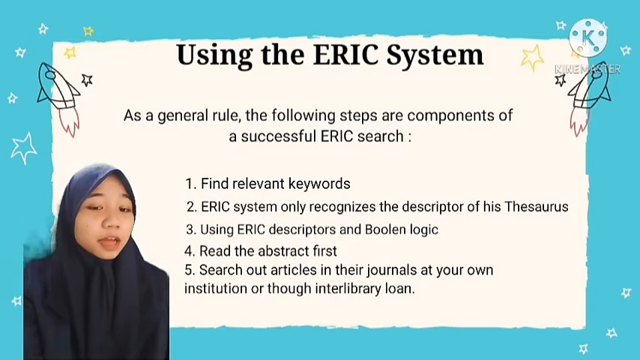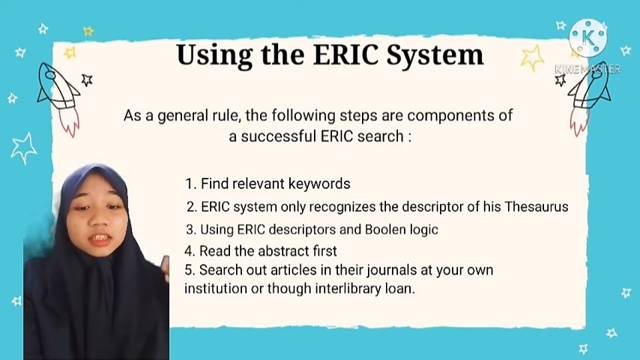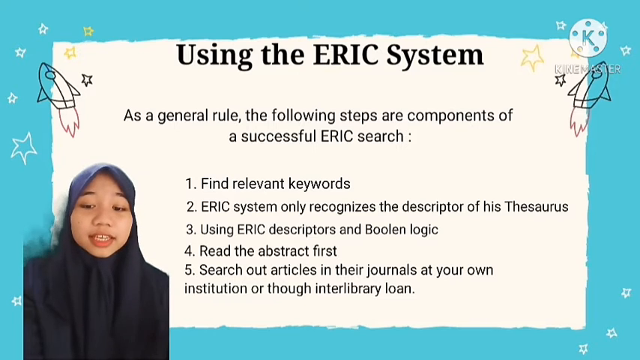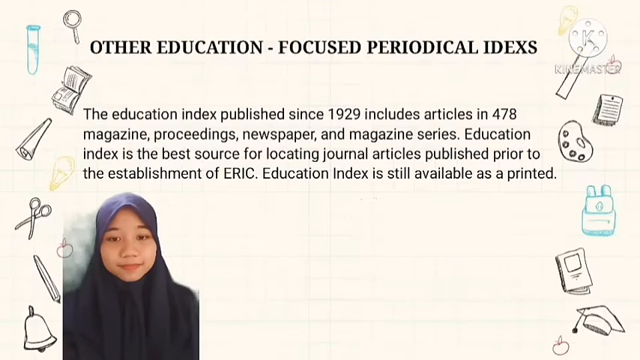4. Read the abstract first. If the abstract leads you to believe the entire document would be of interest, you can download the entire document if it is available. 5. Search out articles in their journals at your own institution or through interlibrary loan.